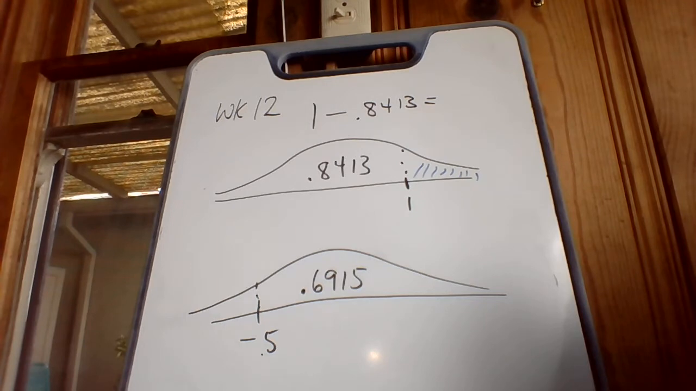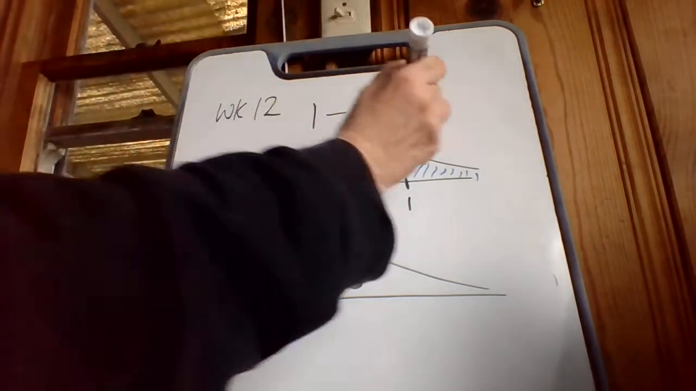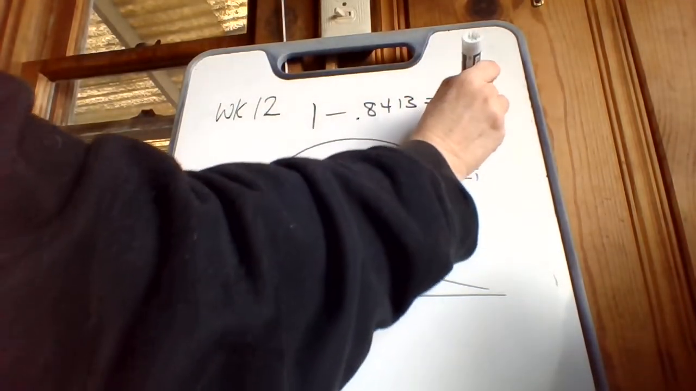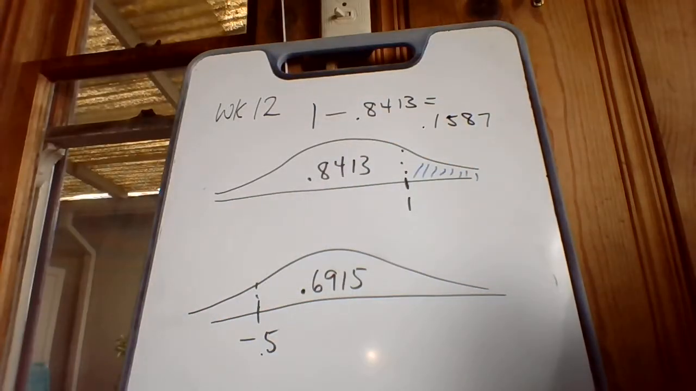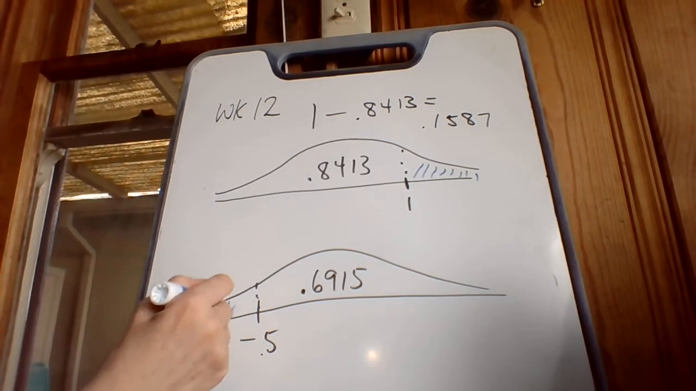All right, so 1 minus 0.8413 is 0.1587. Okay, so that's what's going on this worksheet, is we're doing that subtraction of areas thing, only with things that actually are a normal curve. All right, so how about this one? What is this over here?